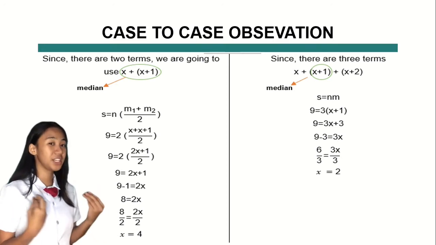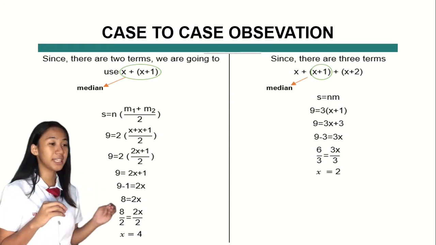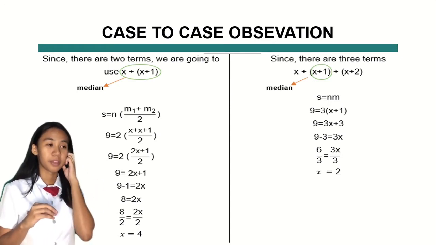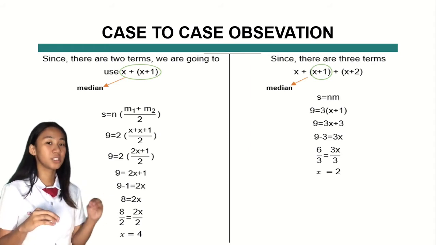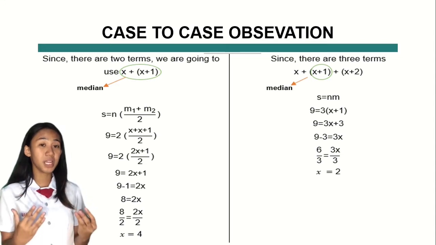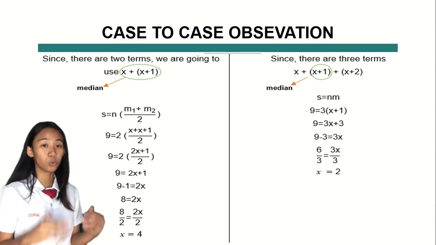So find the additive inverse of 3. We will have 9 minus 3 is equal to 3x. Then we are going to subtract 9 minus 3, 6. 6 is equal to 3x. Divide both sides by 3 so that x will remain. We will also have x is equal to 2.